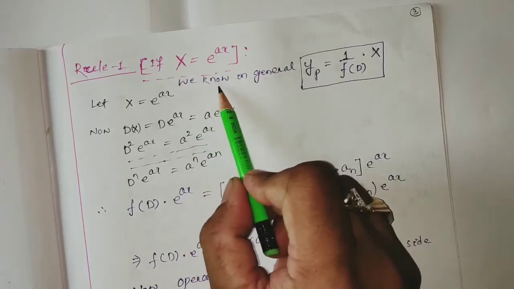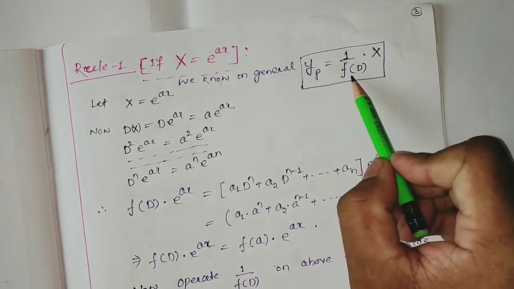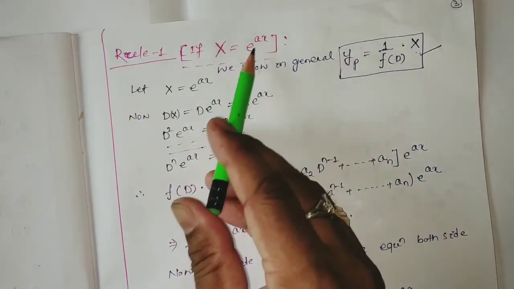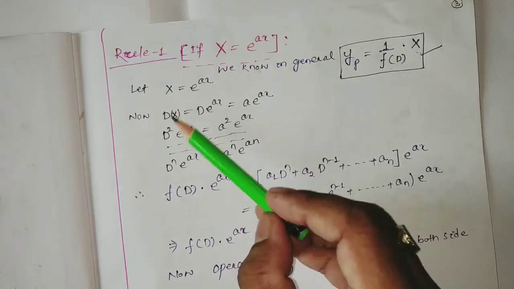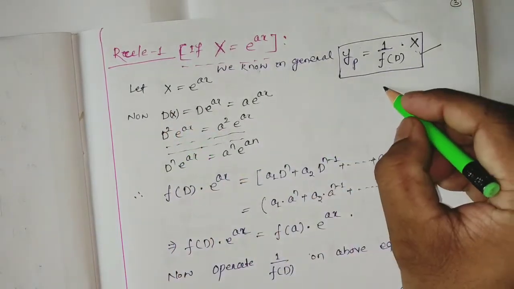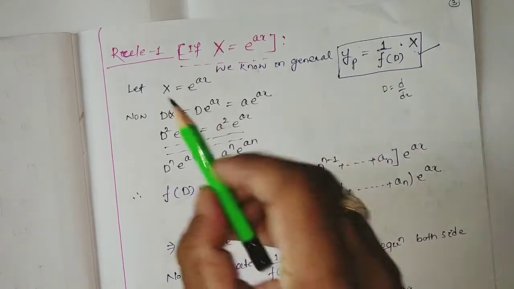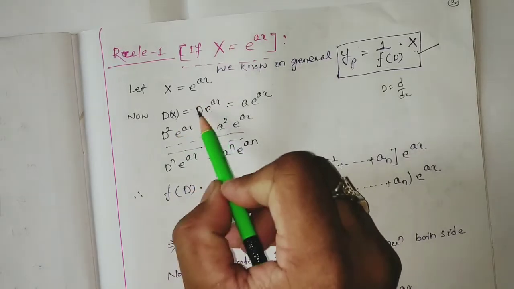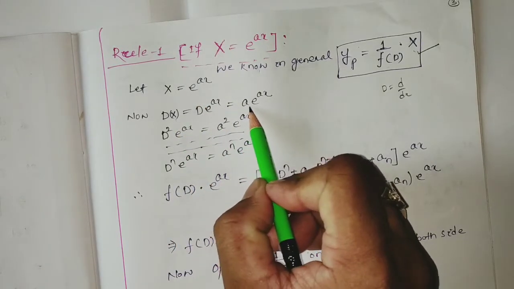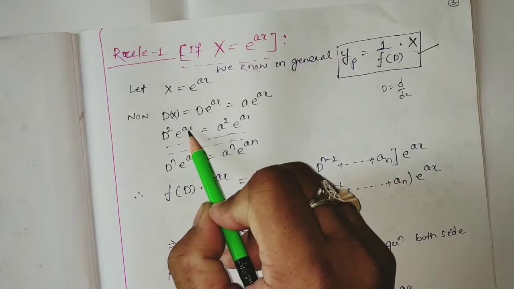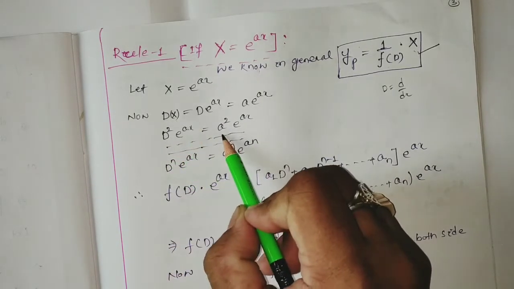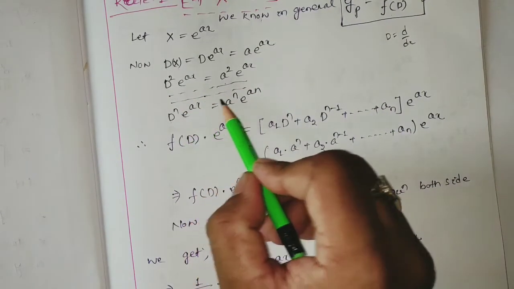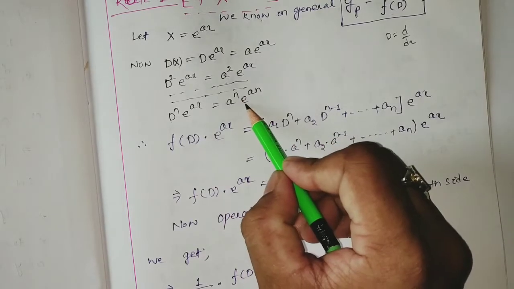In general, we know that the particular integral is nothing but 1 by f of D into X. This is the general. Okay, so let X equal to e to the power ax. So here D, as we know, D equals d by dx. When this D is operated on e to the power ax, D e to the power ax will be a e to the power ax, D square e to the power ax will be a square e to the power ax, and so on. D^n e to the power ax will be a to the power n into e to the power ax.